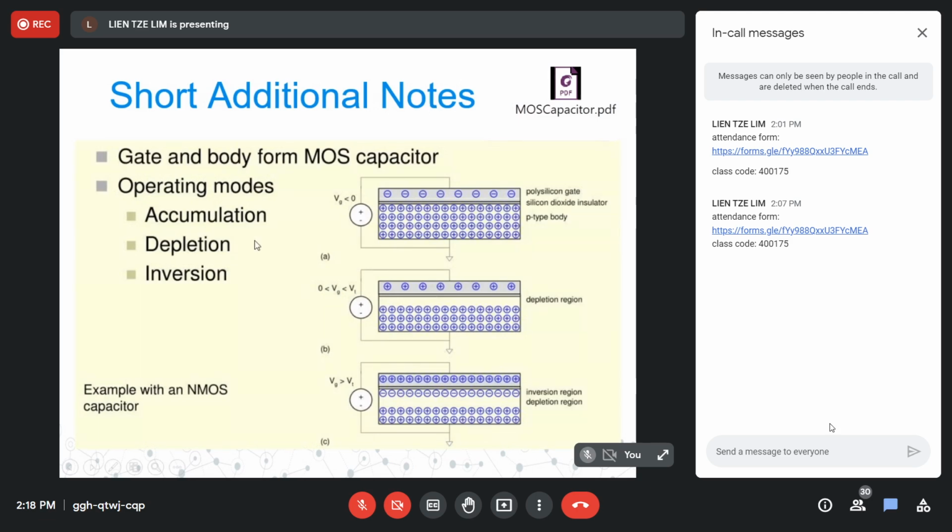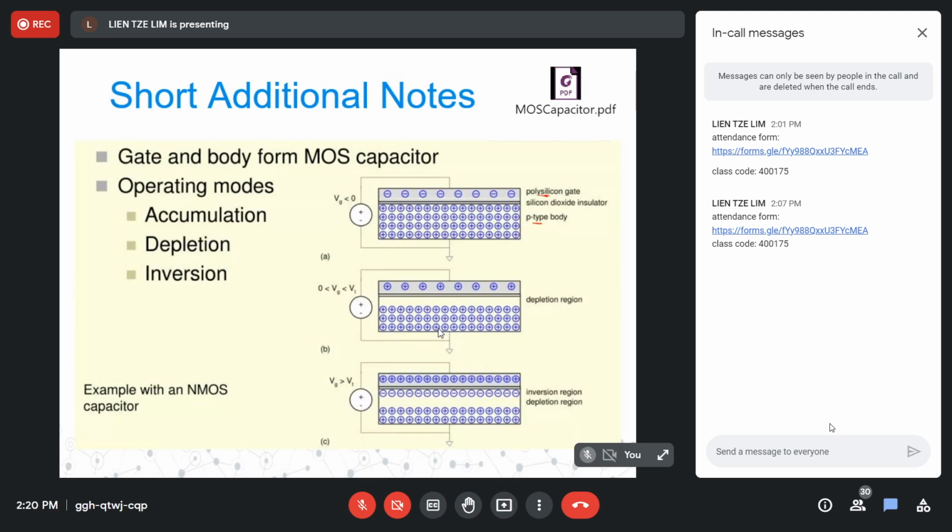Since we talked about the MOS structure, which has gate, body, source and drain, the diagram I show here is only with gate and body. I want you to know what is happening between the gate and body. This is a polysilicon gate and this is the body. In between the gate and body there is silicon dioxide, an insulator. The diagram is without drain and source.